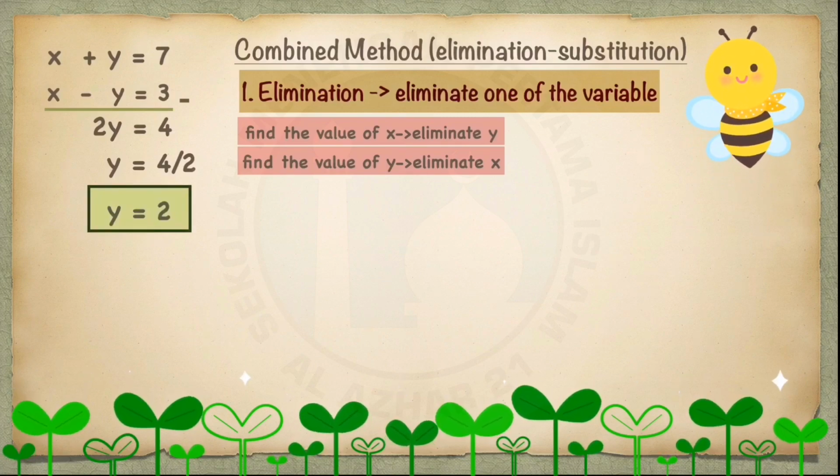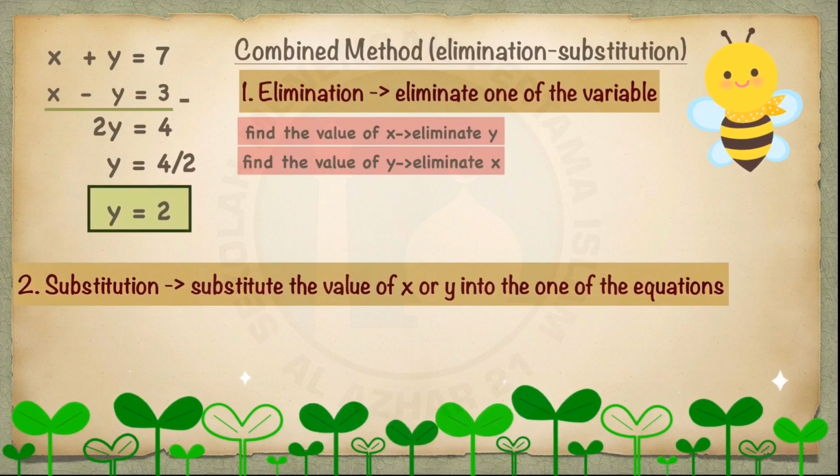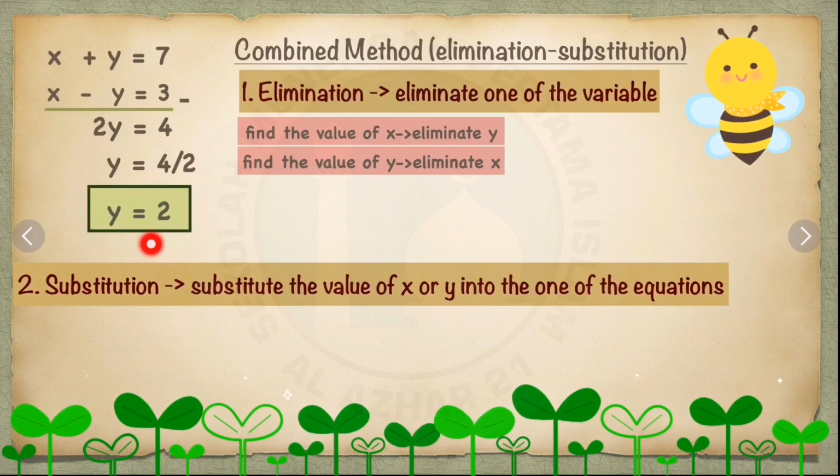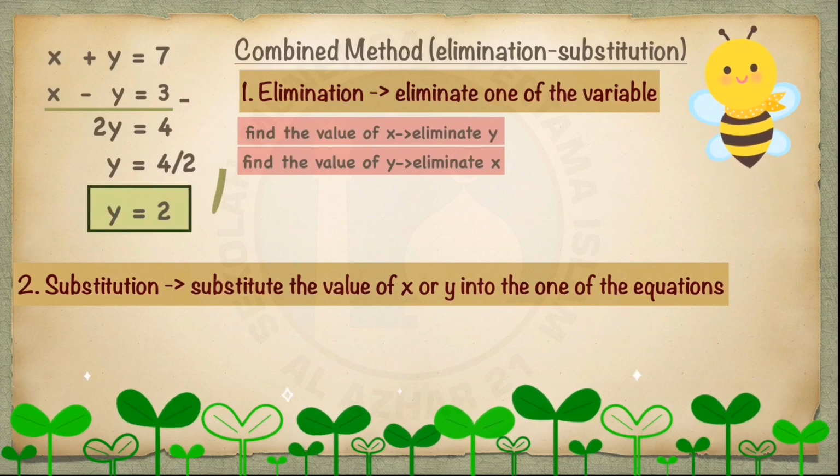To find the variable x, I will use the substitution method. In the substitution method, you have to substitute the value of x or y into one of the equations. In this case, I found the value of y, so I can substitute the value of y into the first equation or the second equation. I will try to substitute the value of y into the first equation.